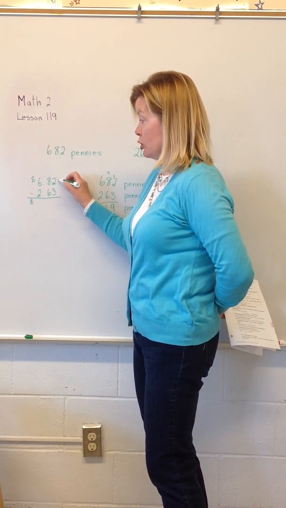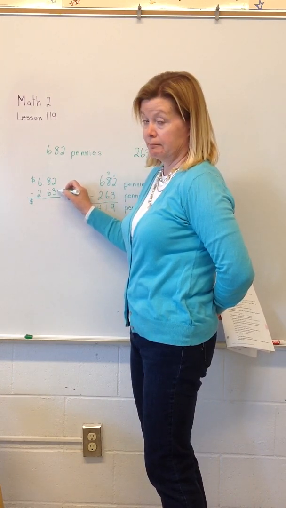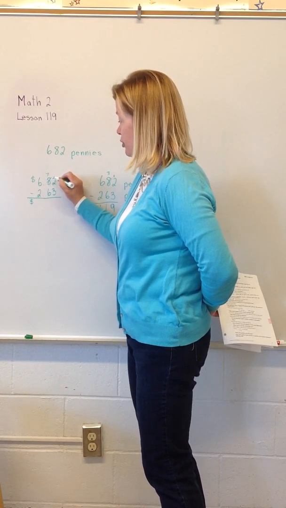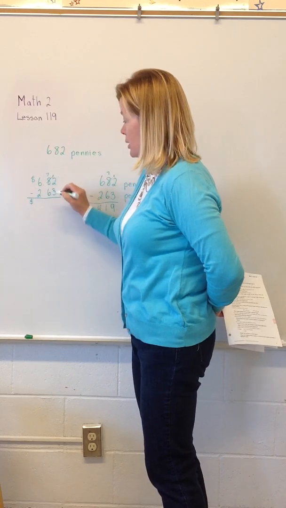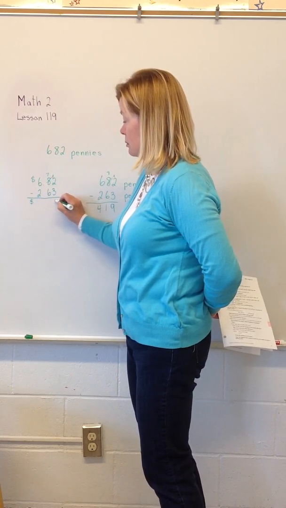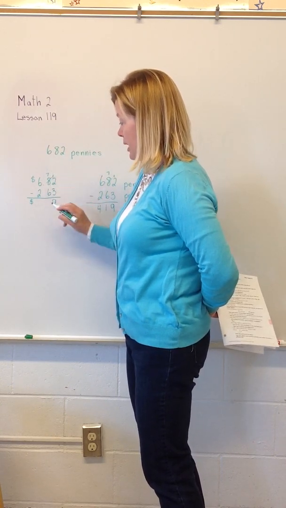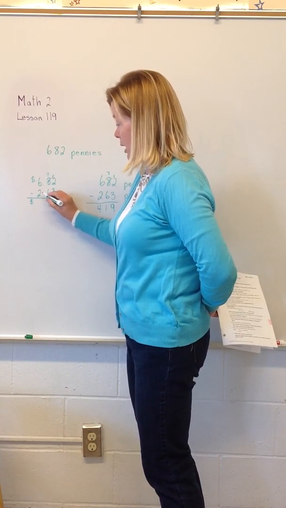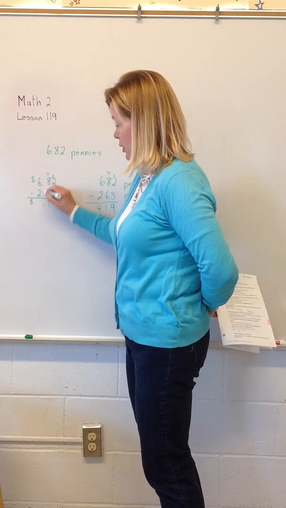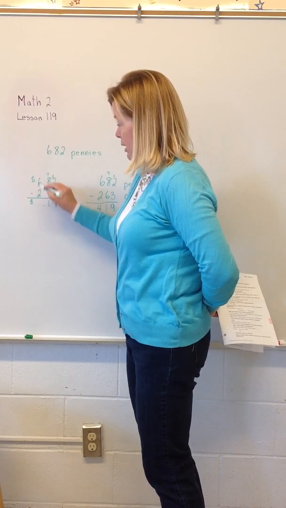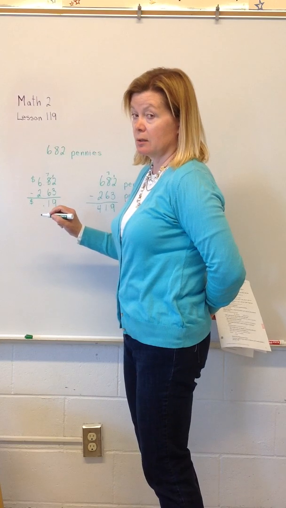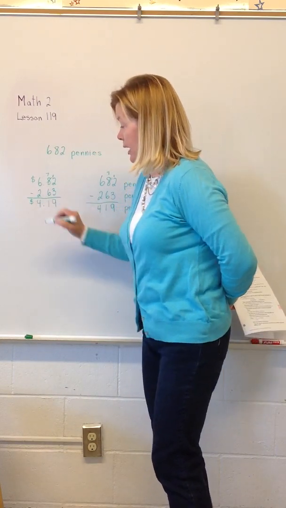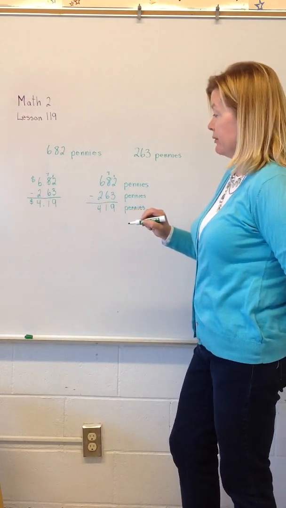If I have 2 pennies, can I subtract 3? No, I can't. Remember, we're trading in a dime for 10 pennies. Okay, 12 minus 3 is 9. 7 minus 6 is 1. I'm going to make sure that I put in my decimal point because that's what I have right above. And 6 minus 2 is 4. So I have $4.19 left.